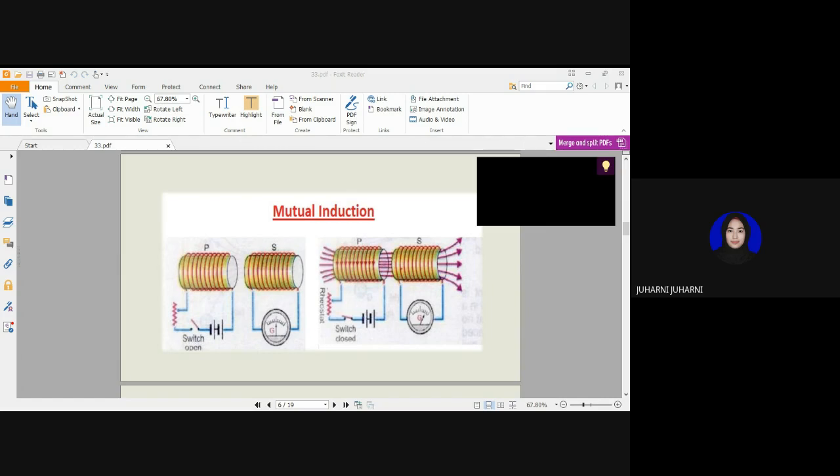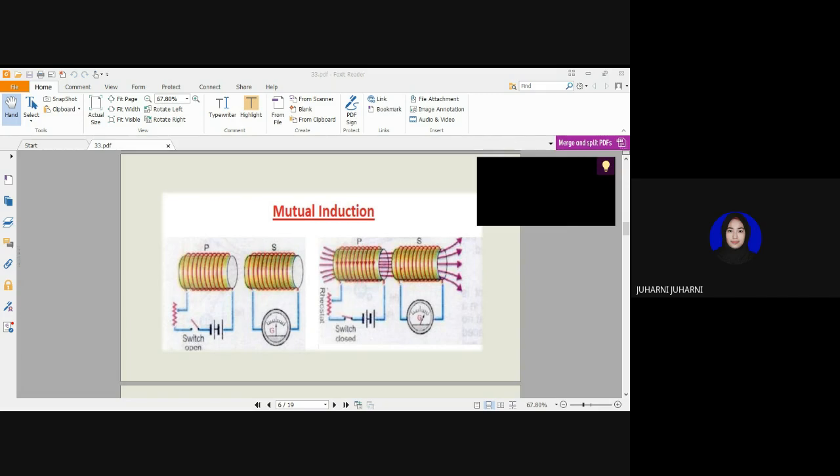Now if we close the switch of coil P, there is current, and a value is shown on the galvanometer of the second coil, and then it comes again to zero. If we open the switch again, the current is shown at the second coil galvanometer. It's due to the flux variation in the S coil that current is produced. The important thing is that current is only produced when we open and close the switch.